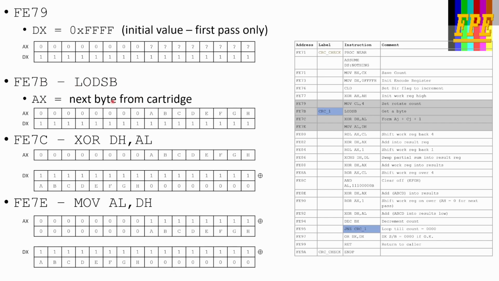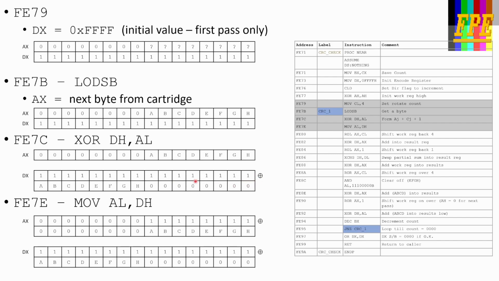On the second line, we load in the next byte from the cartridge, so we add in the A, B, C, D, E, F, G, H bits. These are not hexadecimal. Just remember, these are just what I'm calling the bits, and they're either 0 or 1. So this is what your registers look like. And then we do an exclusive OR with DH and AL. So DX turns into what it was before, exclusive ORed with the AL values moved up to the high bits, and exclusive ORed with what DX was. So DX is really the combination of these two.